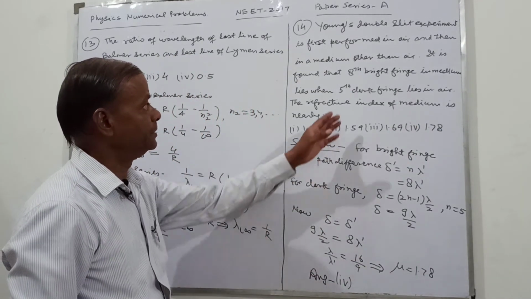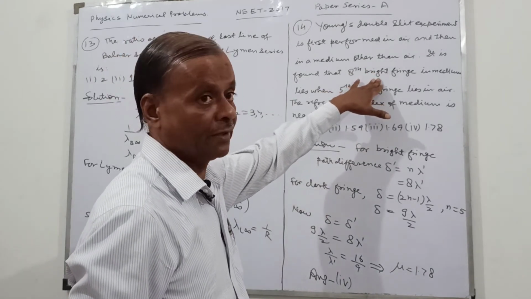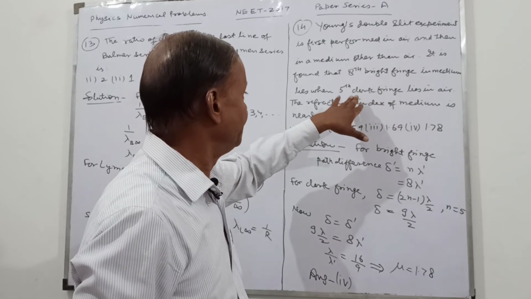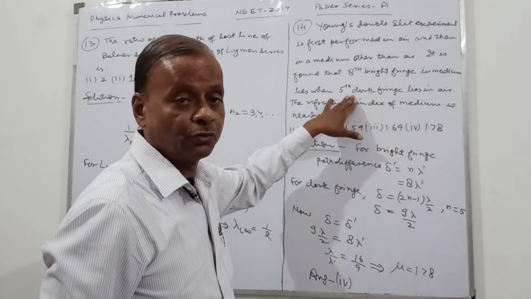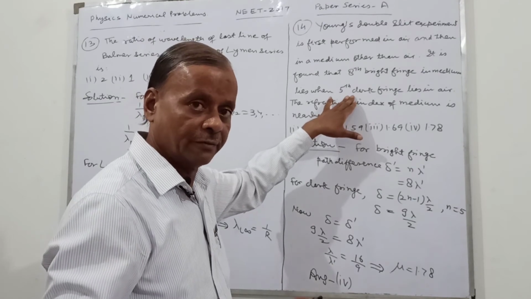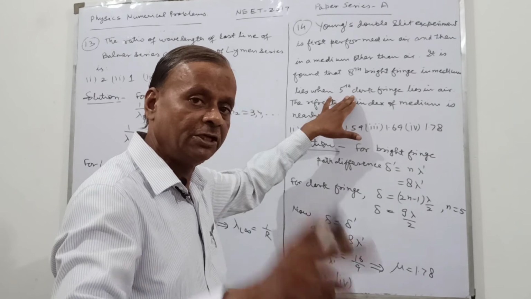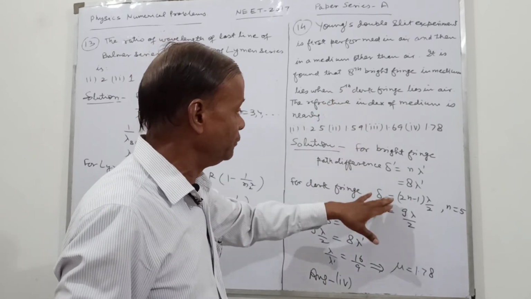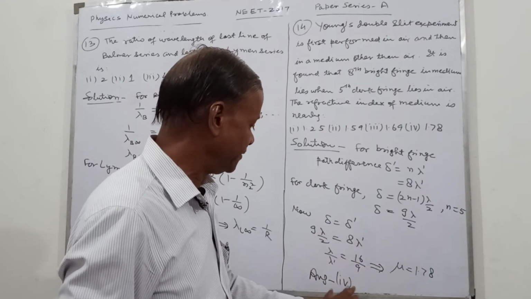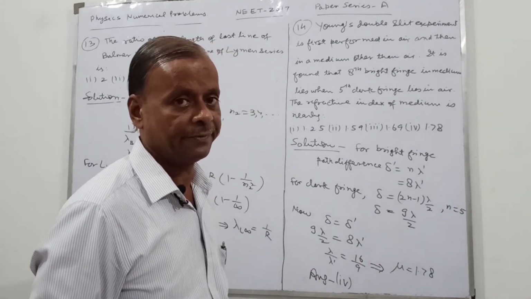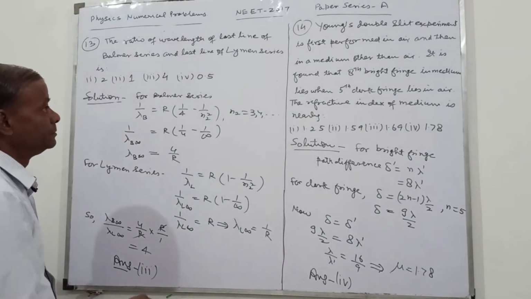So what we have, you have to understand that the 8th bright fringe in the medium lies where the 5th dark fringe lies in air. So both these coincide. It means the path difference between the two must be equal. So then you have to apply this formula and then equalize them and find mu, the refractive index. And now the last, 15th question.